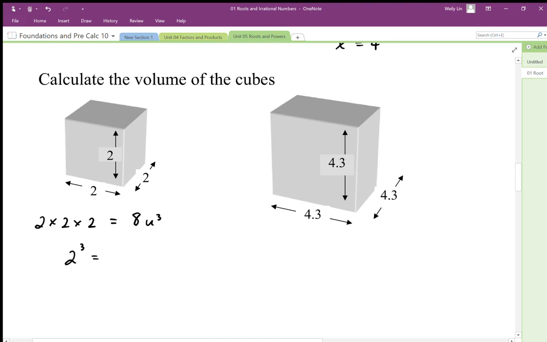When I apply the cube, I'm doing something different than 2 times 2 times 2. Okay, I'm going to end up with the same answer, but I'm going from an edge length of 2 to a volume of 8 cubes.